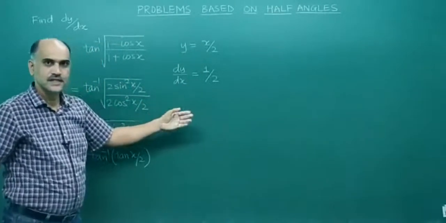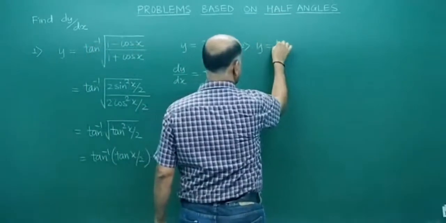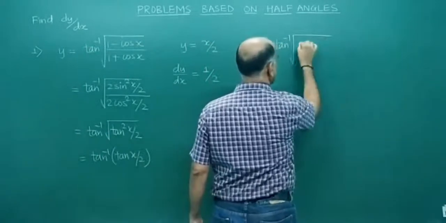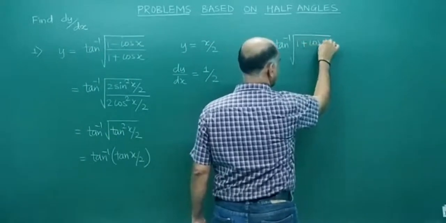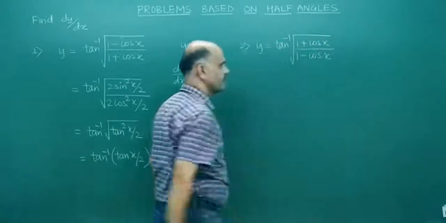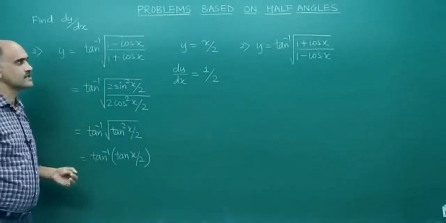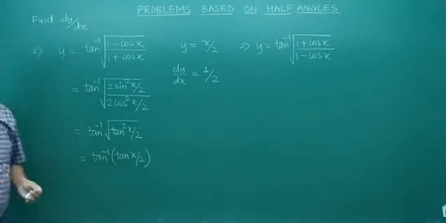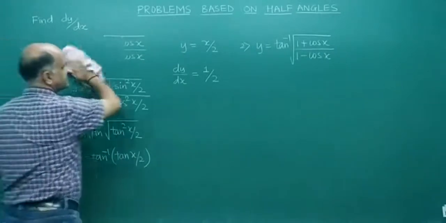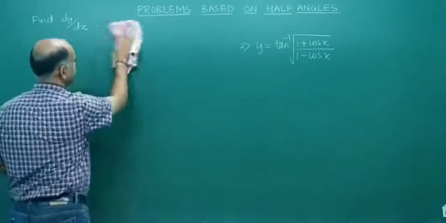Clear, students? Similarly, you can try y is equal to tan inverse root of 1 plus cos x by 1 minus cos x. Same formulas. I have taken a reciprocal of this, 1 plus cos x by 1 minus cos x. So you can try, apply the formulas, then simplify and finally differentiate to find the answer.